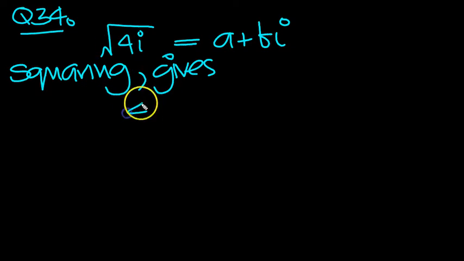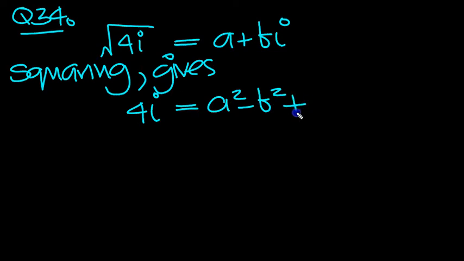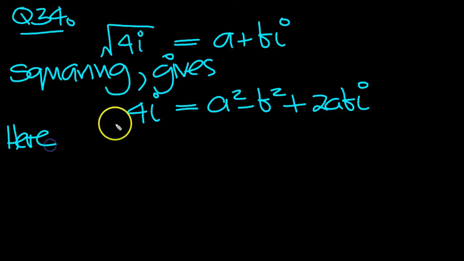So on the left we'll get the 4i, and customarily on the right, when we square this, we'll get a squared minus b squared as the real term, and we'll also get 2abi. So here we can read off the real and imaginary parts.